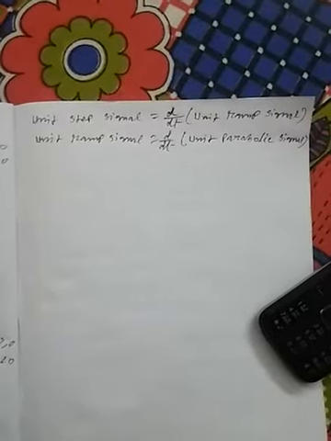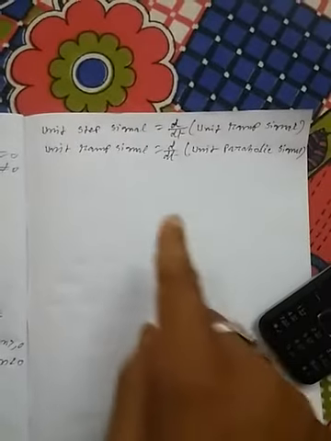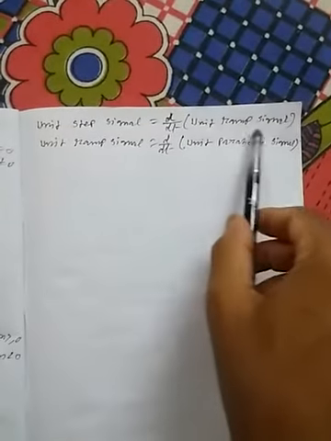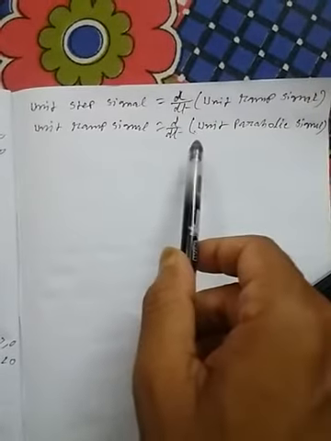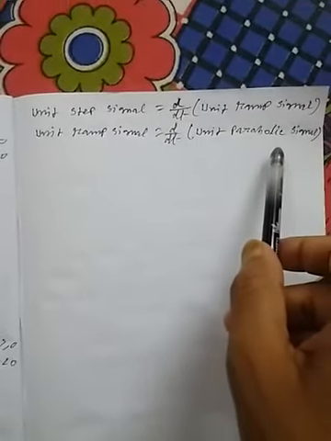So here we can see that unit step signal is a time derivative of unit ramp signal, and unit ramp signal is time derivative of unit parabolic signal.